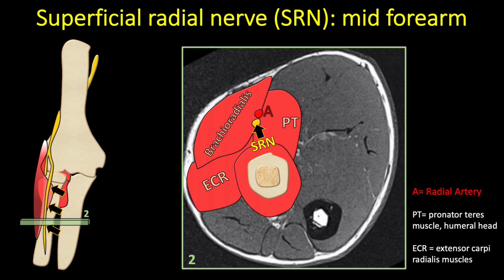As you can see, the nerve gradually approaches the radial artery at the middle forearm, while lying between the brachioradialis muscle on its lateral side and the humeral head of the pronator teres muscle on its medial side. When it moves more distally, the superficial radial nerve becomes separated from the radial artery, coursing lateral to it while approaching the radial side of the forearm.